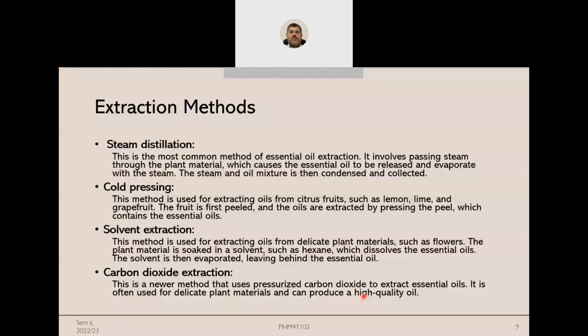Actually, the extraction power is very high, it can produce a good yield, and at the same time the carbon dioxide will evaporate and leave the extract with no traces.